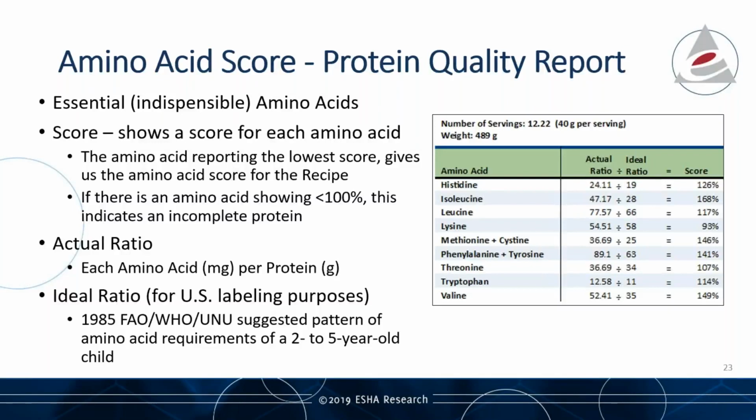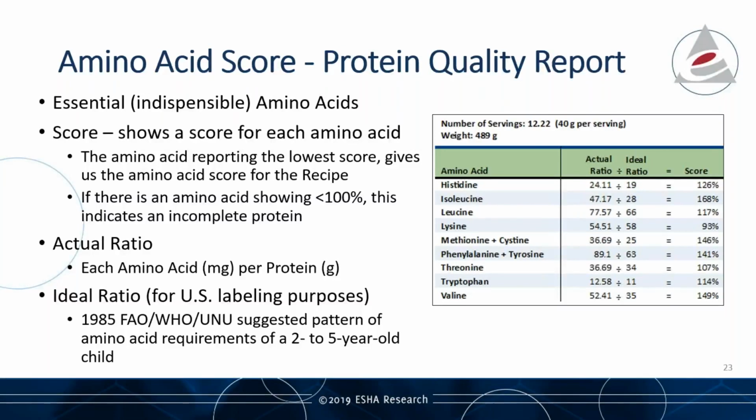And also with this report, we get a fair number of questions on the ratios that are shown. So you can see here the actual ratio and the ideal ratio. The actual ratio is the ratio of each amino acid in your recipe based on the amino acid data reported for your ingredients. And I stress here that if you are missing amino acid data for the ingredients that contribute to protein, this information will not be accurate. So keep that in mind.